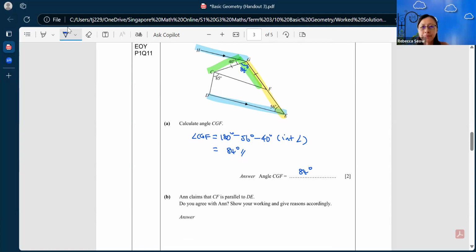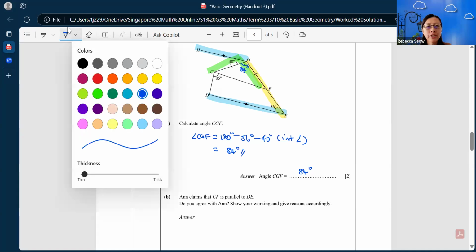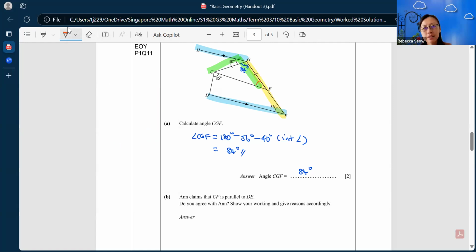Let's consider finding this angle over here, angle GFC. Why can we find this angle? Because within triangle GFC itself, which is isosceles, when we find this missing angle, we are able to use the converse of corresponding angles to see whether it is indeed 56 degrees. If it is, then due to the converse of corresponding angles, the two lines are parallel. So now let's find angle GFC.